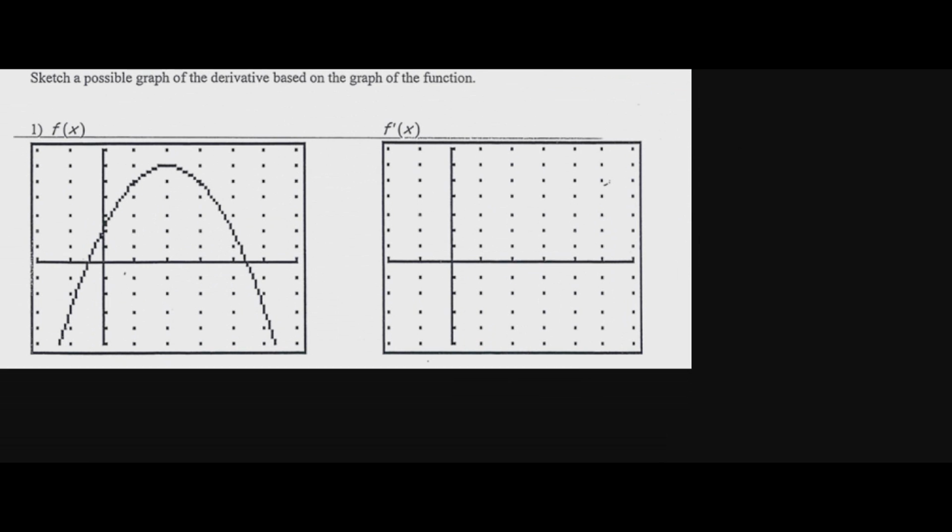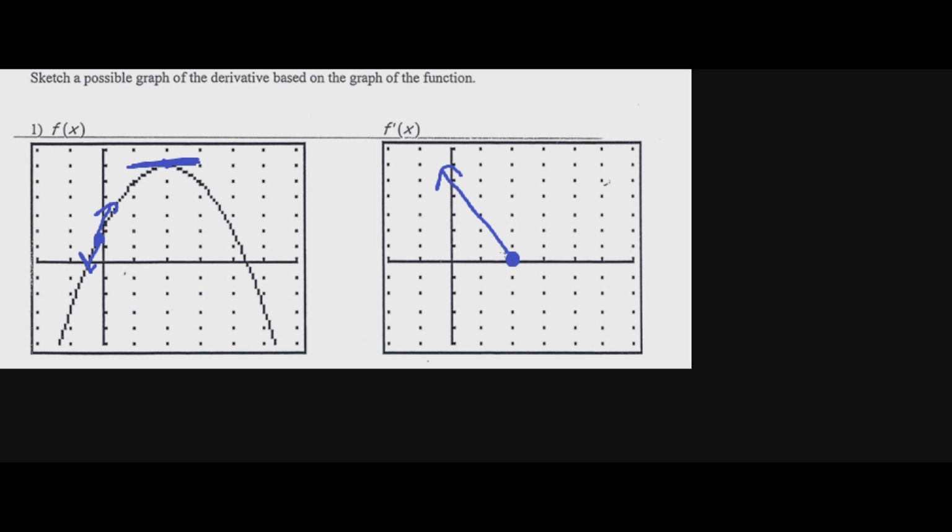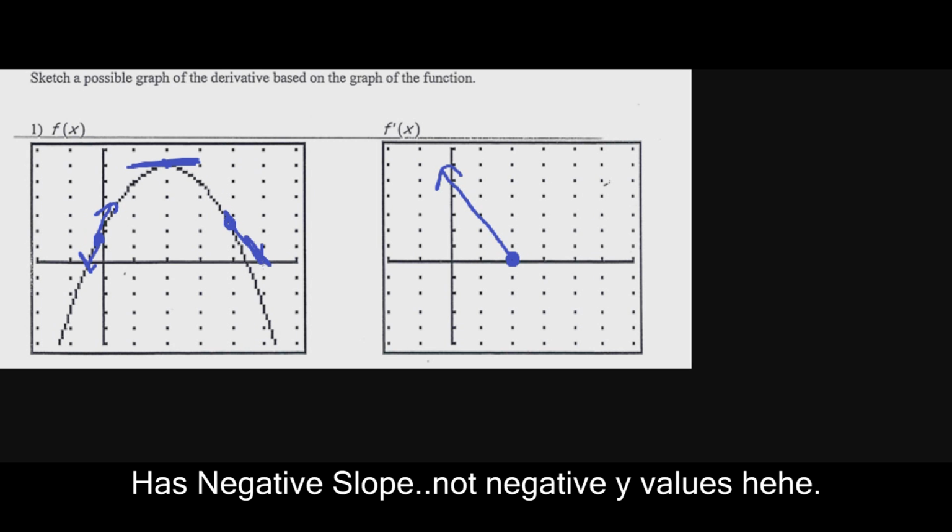So here's another one. Sketch a possible graph of the derivative based on the graph of the function. So we look over here. Here is when it's 0 at 2. So I'll mark 2. Over here to the left, does this have positive or negative y values? Well, that looks like it has positive y values, so it's going to be positive here heading to here. And then to the right, it has negative y values. It's decreasing, so it's just going to go down over here like such. And boom, there it is. Nothing else to be done.